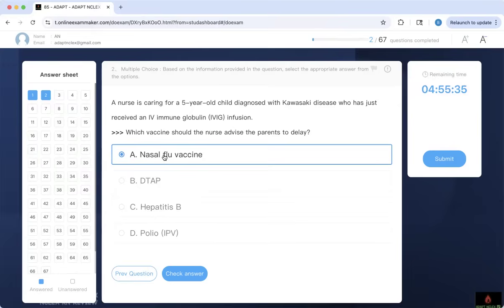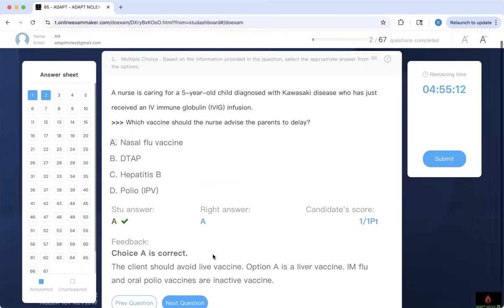Nasal flu is a live vaccine. The IM one is not a live vaccine. DTaP is not a live vaccine. Hep B is not. Polio IPV is not a live vaccine, but the oral form is a live vaccine. Therefore, we're going to tell the patient to delay the nasal flu vaccine. That's our right answer.